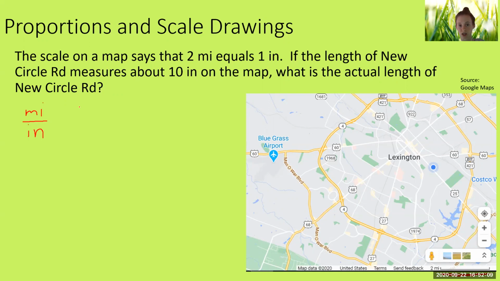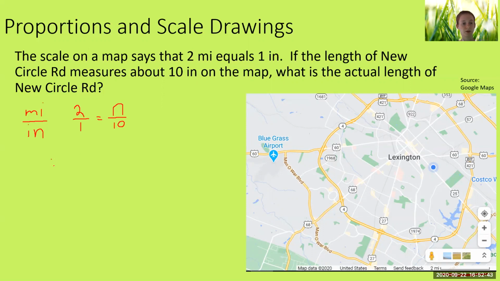We're comparing miles and inches. We're given 3 numbers and asked to solve for a 4th. So I'm going to continue setting up my proportion here. So I've got 2 miles to 1 inch for my first ratio. And then for my second ratio, I've got some number of miles, I'm going to call it N for New Circle Road, for 10 inches. Okay, so our proportion is set up, and now we solve.